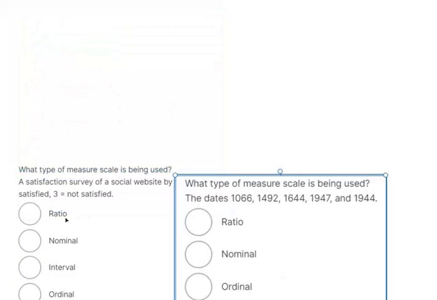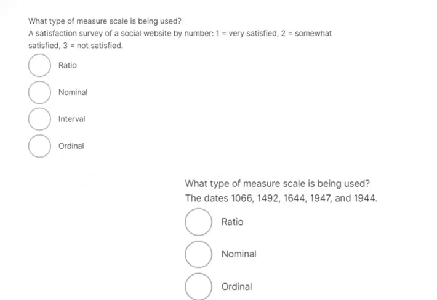Okay, wait, let's do this one first, and I'll do the other one. What type of scale is being used here? Satisfaction survey of a social website by the number 1, very satisfied, 2, somewhat satisfied, 3, not satisfied. So I can see this one having a little bit of debate because you're putting numbers to it, and maybe calculating the mean is meaningful. But ratio and interval are supposed to be number variables where there's a meaningful unit of measurement.